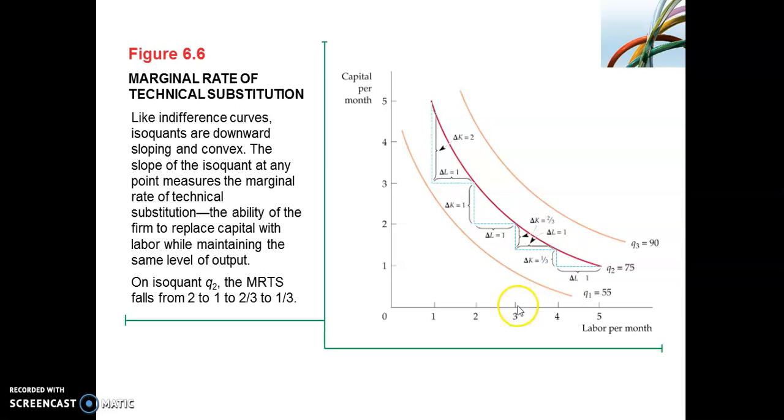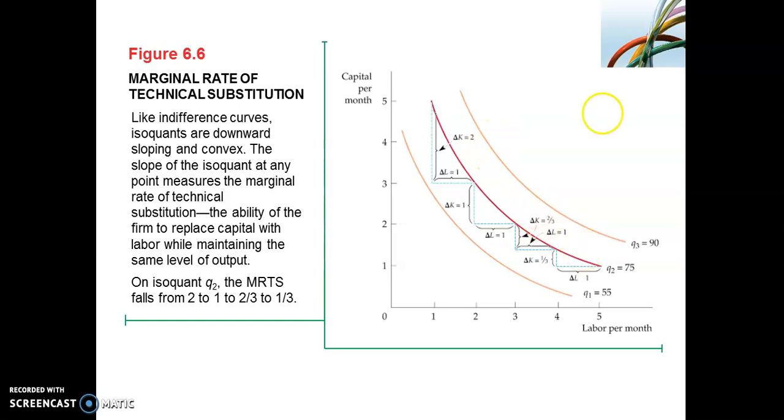And as you move from 3 units of labor to 4 units of labor, you can see the change in K now is 2 over 3 over 1. So now your marginal rate of technical substitution is 2 over 3. And lastly, between these 2 points, it becomes a third. So you can clearly see that as we are adding more labor and replacing the capital with more labor, labor is essentially becoming less productive. That's important to note, and capital is becoming relatively more productive.